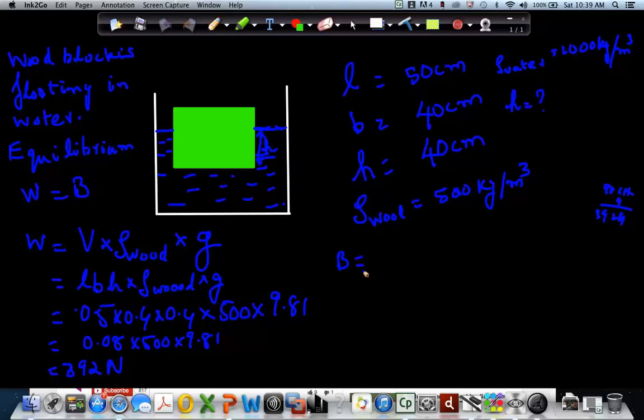Buoyant force is the weight of the liquid displaced. What is the weight of the fluid displaced here? It is equal to the volume of the fluid displaced, let's call it VD, into the density of the liquid, which is here the density of water, into acceleration due to gravity. Excellent. So students, I did not tell it, the students told the answer, right?